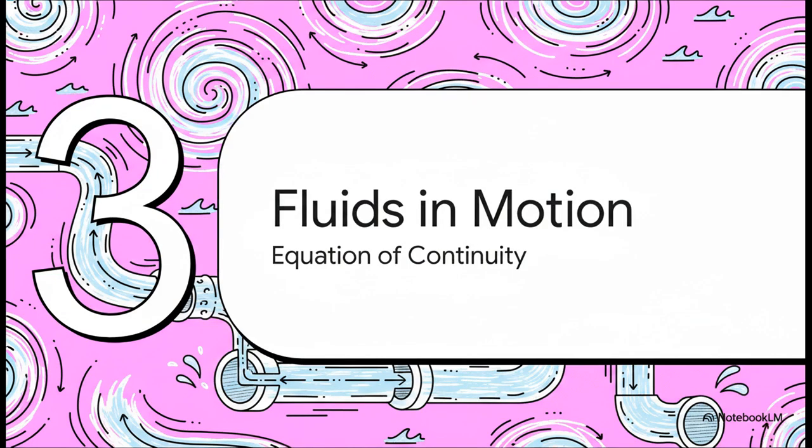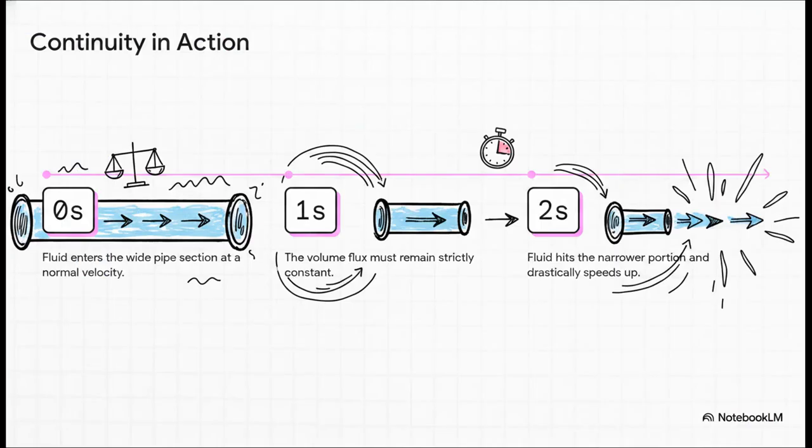Section 3. Understanding fluids in motion. Equation of continuity. Okay, let's get things moving. Imagine water flowing steadily through a pipe that suddenly gets narrower. What happens? We rely on what's called the equation of continuity. It states that for an incompressible fluid, the area of the pipe multiplied by the velocity of the fluid remains absolutely constant. Because mass is conserved, you can't just lose water halfway through the pipe. The volume flux has to remain strictly constant. Therefore, when the pipe narrows and the area decreases, the fluid has absolutely no choice but to travel much faster just to get the same amount of mass through in the same amount of time.